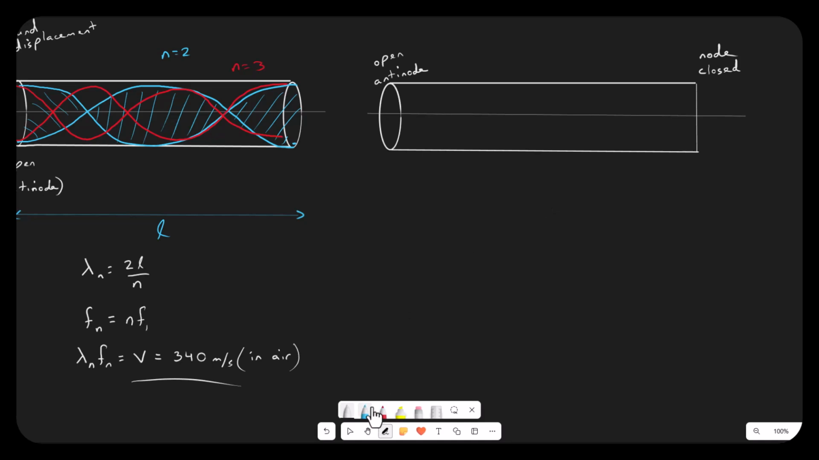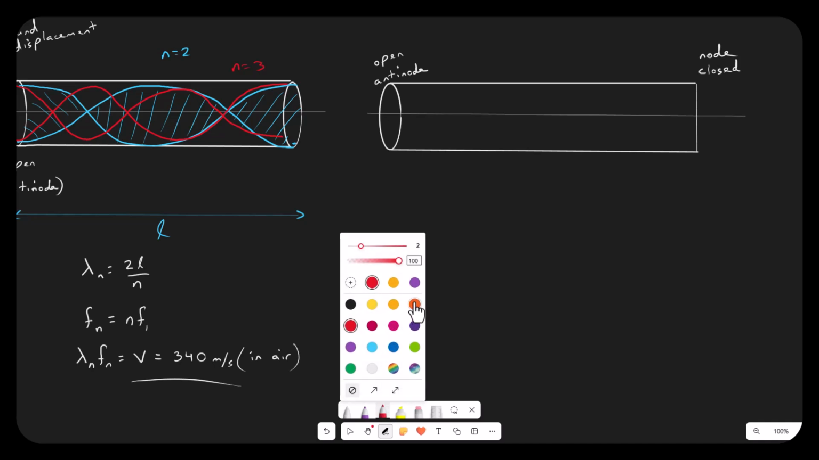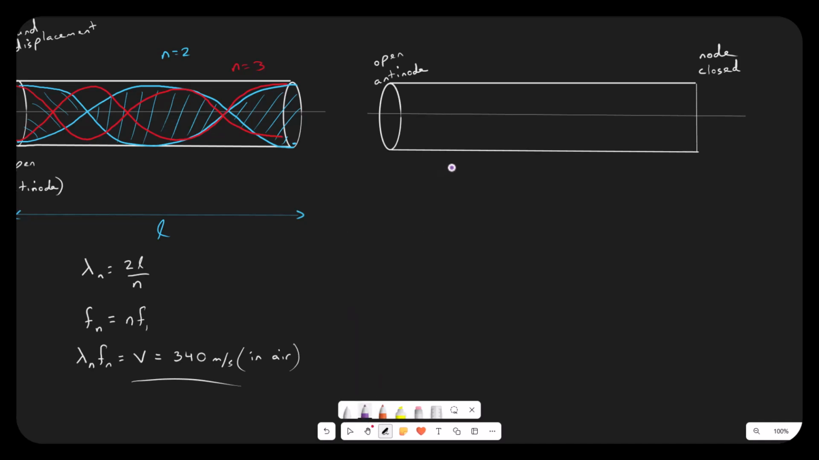Now I can start putting waves in here. I'm going to intentionally use different colors than I was using before, just so that we don't start equating them. The biggest wave that I can put in here starts on an antinode, ends on a node. That looks like this.